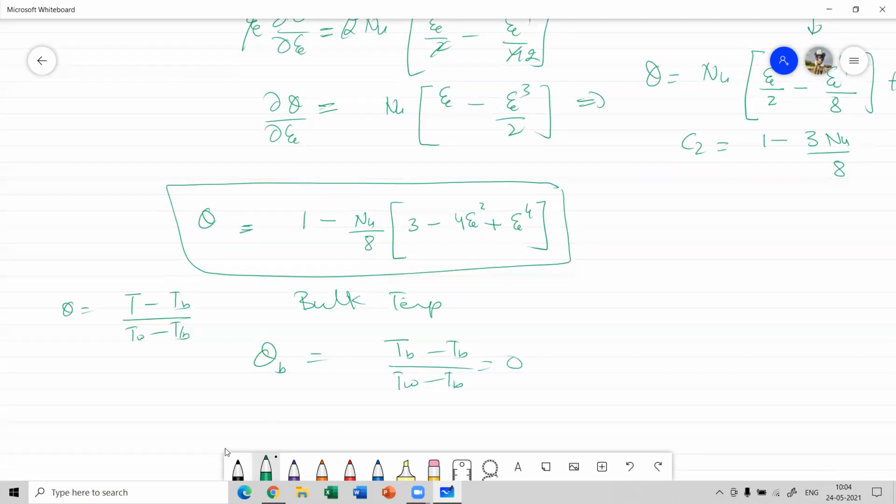So which comes out to be 0. So at the bulk temperature, the numerator term of this expression is 0. So that means theta B is 0. So now what is a bulk temperature?